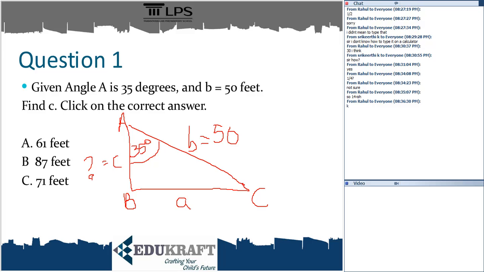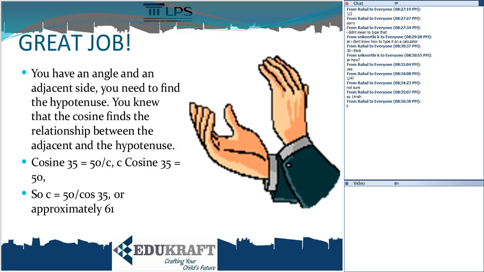So the rule that you need to use in this case is the cosine rule. Let us look at the working. So you have an angle and an adjacent side. So I will be using cos of 35, which is adjacent upon hypotenuse. So cos of 35 is equal to 50 over C. So C is going to be equal to 61. Okay, so Sachitanand's answer is correct. He has given the correct answer. The answer to the question is 61.